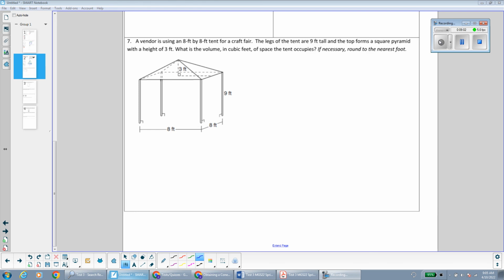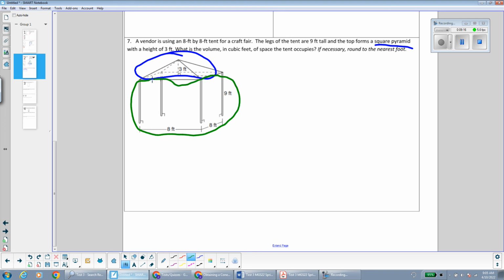For this one over here, we're told that the top of the tent is a square pyramid. And we need to find the volume of all the space that the tent occupies. So we also have to include the bottom part of the tent, which is a rectangular prism. So we're going to have to find the volume of the square pyramid. And we're also going to have to find the volume of the rectangular prism.